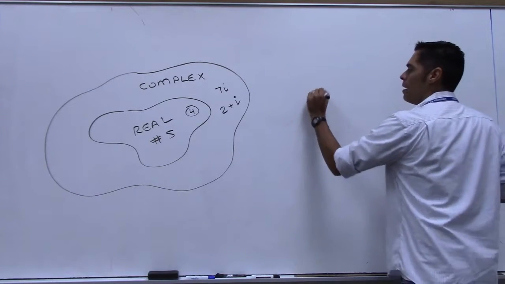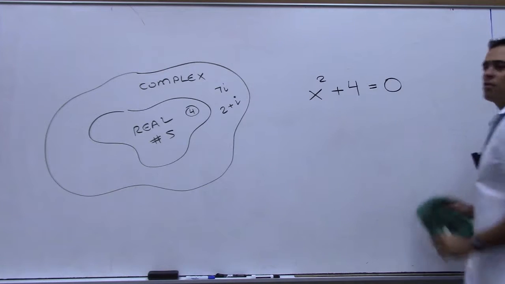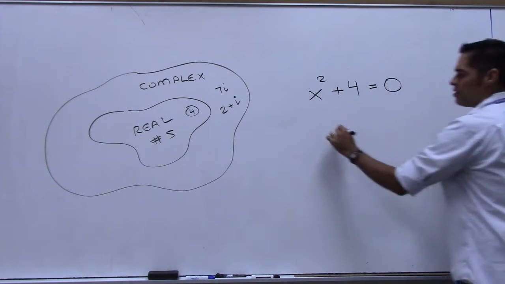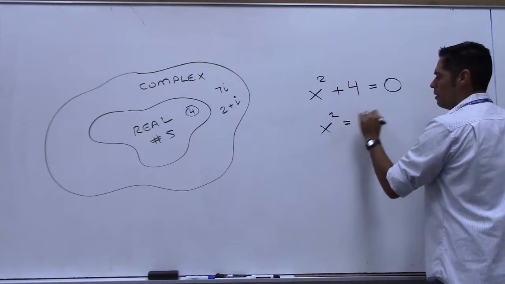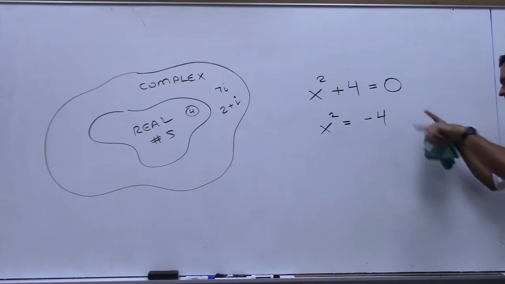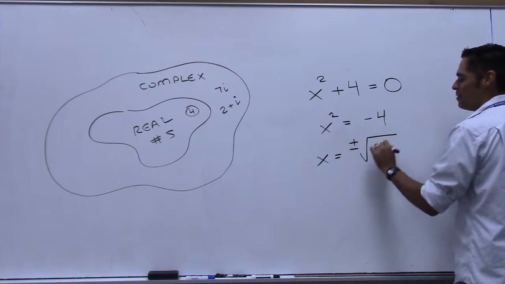I'll give you a very basic example. x squared plus 4 equals 0. When we're trying to solve that equation, we would maybe move the 4 to the other side, and then we would take the square root. Plus or minus square root of negative 4.